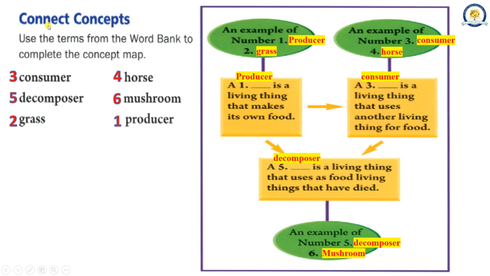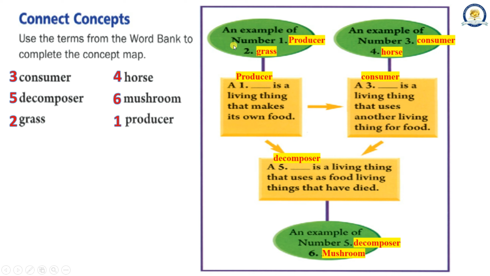Connect. Use the terms from the word bank to complete the concept map. Consumer. Decomposer. Grass. Horse. Mushroom. Producer.